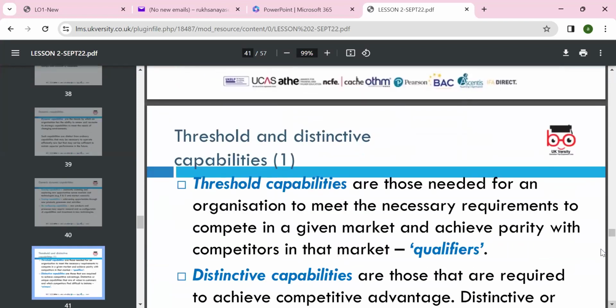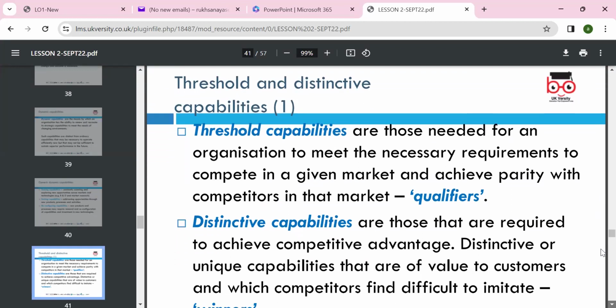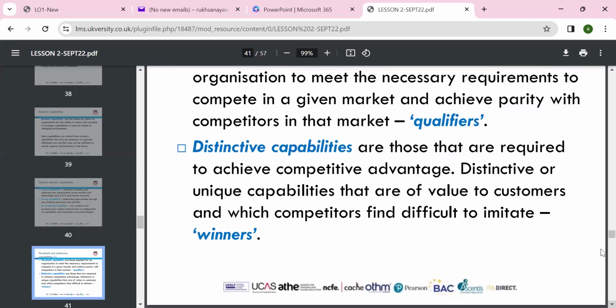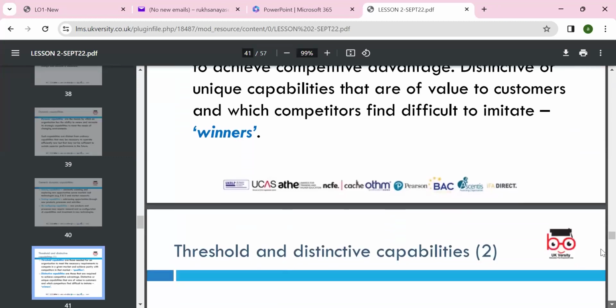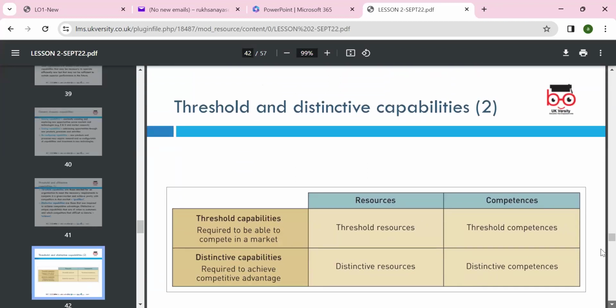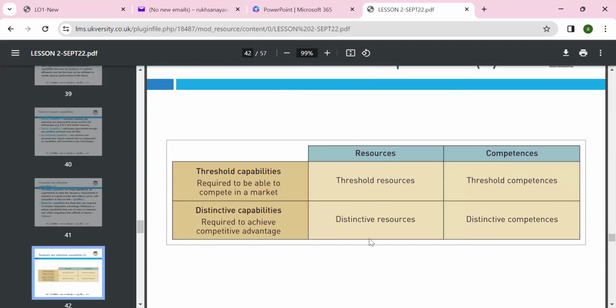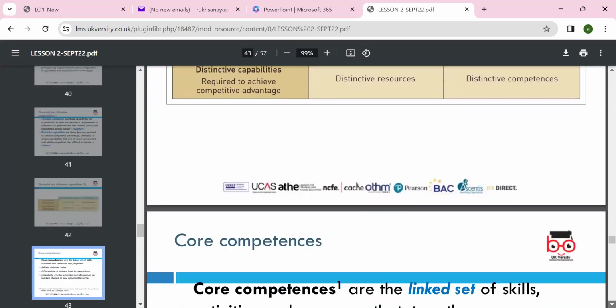And we can look at the threshold. Capabilities are needed by an organization to meet the necessary requirements to compete. It can be a qualifier. You can sustain in the market. Distinctive capability: you can differentiate yourself from the competitors and create value. It can be a winner in the market. Threshold and distinctive: we can look at threshold resources, threshold competencies, and distinctive competencies, and these are quite crucial to sustain in a business and to accelerate.